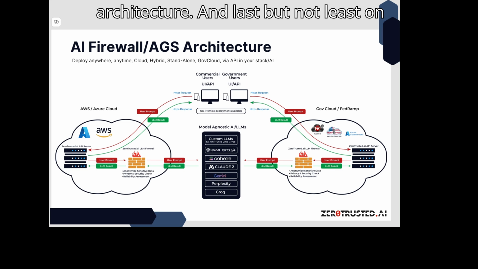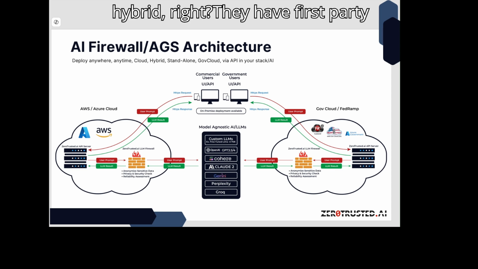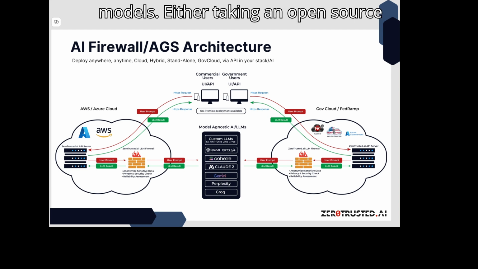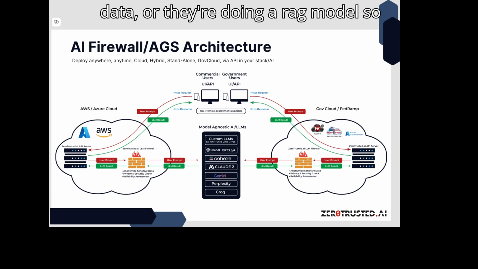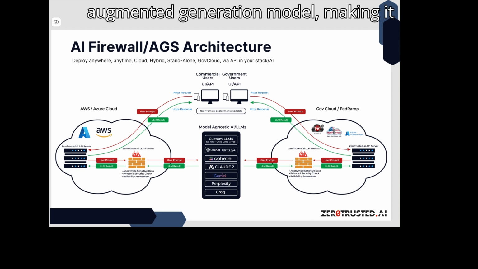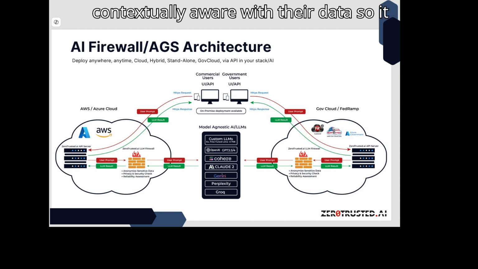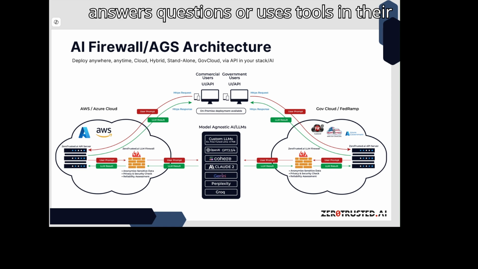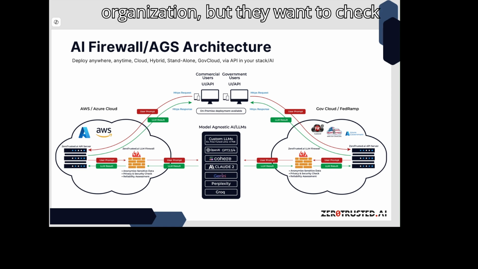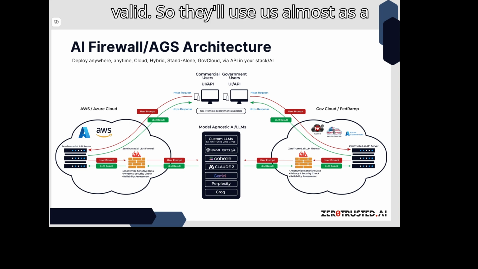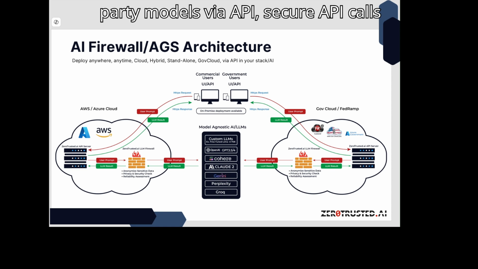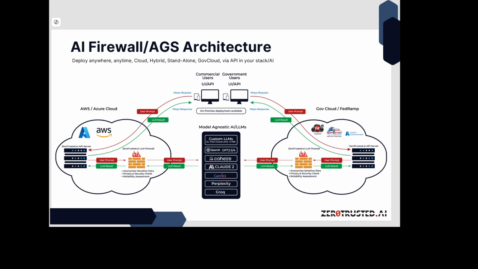And last but not least, we have customers that do hybrid, right? They have first-party models. They've either taken an open source model and trained it on their specific data, or they're doing a RAG model, a retrieval augmented generation model, making it contextually aware with their data so it answers questions or uses tools in their organization. But they want to check if that information is up to date and valid. So they'll use us almost as middleware to reach out to the third-party models via secure API calls, and we'll check that for them.